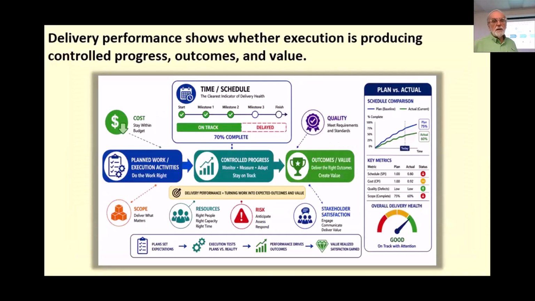And so why does delivery performance matter during execution? Well, delivery performance shows whether execution is producing controlled progress, outcomes, and value. So it's all about value delivery. It helps to start here with a broader idea of delivery performance. In project management, delivery performance refers to how effectively the project is being executed and moved towards completion. And that includes time, cost, quality, scope, risk, resources, communication, stakeholder satisfaction. So the whole sort of ecosphere of our project.